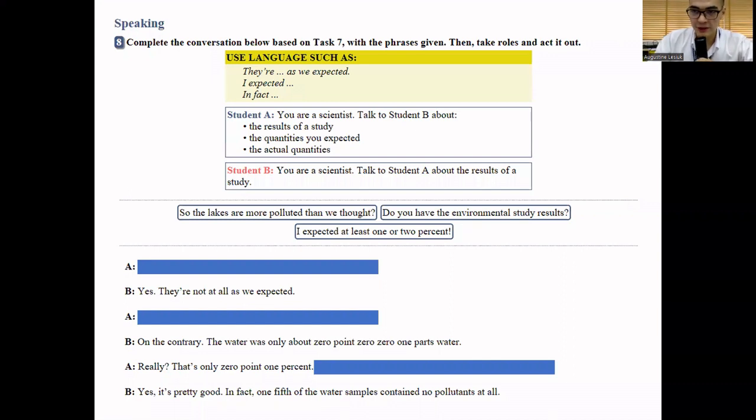For the speaking segment of this unit, I want you guys to complete the following conversation down here using the given sentences. So we have 3 sentences over here. The first one says, "So the lakes are more polluted than we thought." The second one, "Do you have the environmental study results?" And the third one, "I expected at least 1 or 2%."